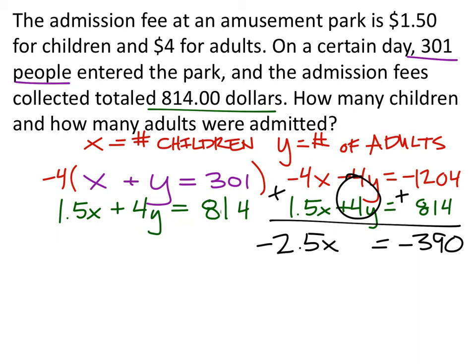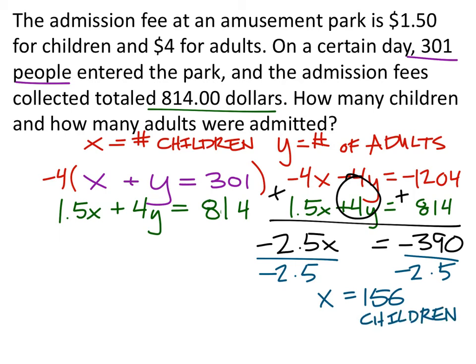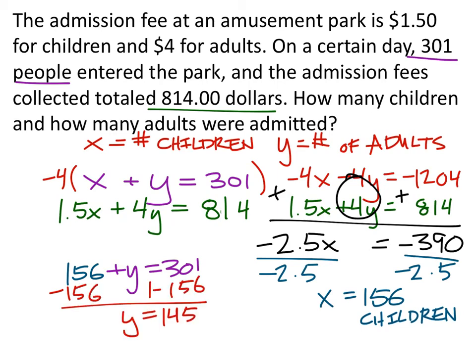I just used the calculator there. And we'll solve this by dividing both sides by negative 2.5. So it looks like x is 156. So that's 156 children. And if we go back, children and adults was 301. So if I take children, 156, plus the adults should equal 301. And we'll subtract 156 from both sides. So y is 145, 145 adults.